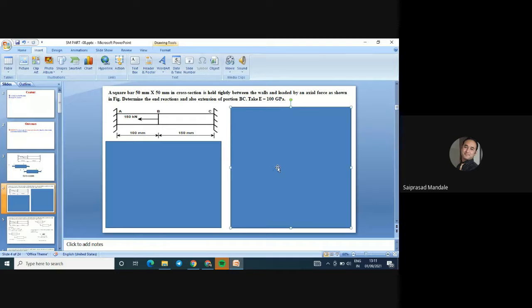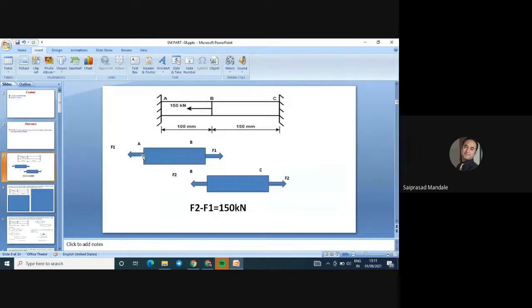So how to solve this numerical? First, we have to draw the free body diagram. Okay, so I'm going to split the forces and apply the load in such a way that both AB and BC are covered. As I told you, the difference between both gives the relationship.